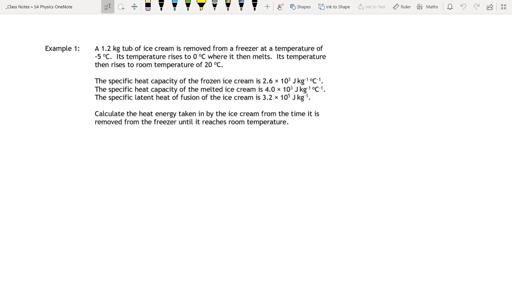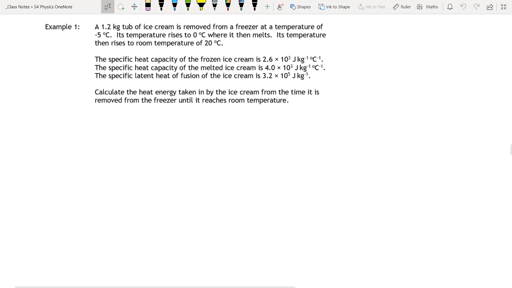Okay. Right. So it comes out of the freezer and it's minus 5 degrees C. Its temperature rises to 0 degrees C. So we've got a change in temperature. And then it melts. So then we've got a change in state. Its temperature then rises again to room temperature. So we've got a change in temperature, change in state, change in temperature. So we have to really split this up into 3 different parts, because we want to find the heat energy taken in by the ice cream from the time it's removed from the freezer until it reaches room temperature.